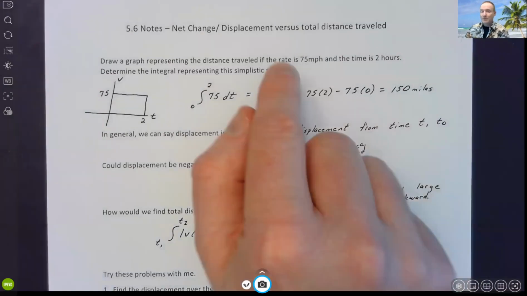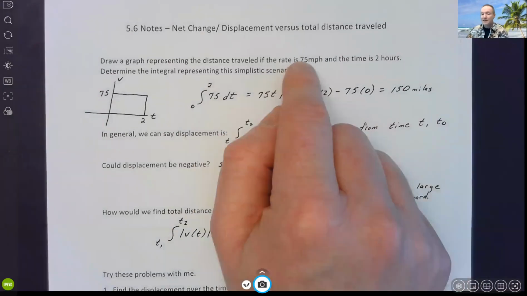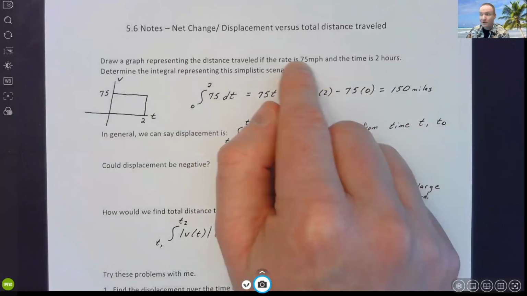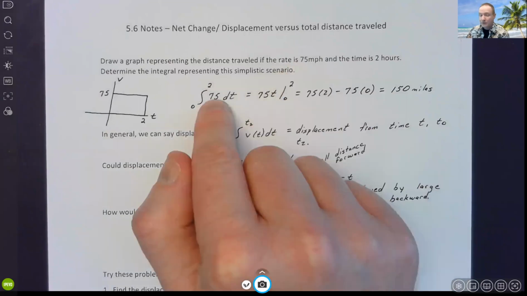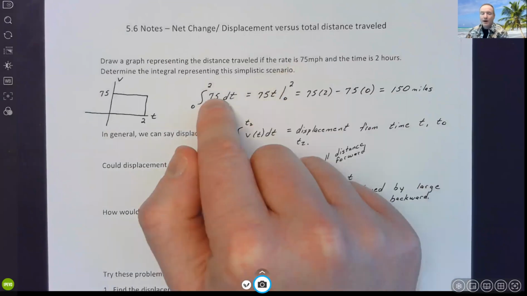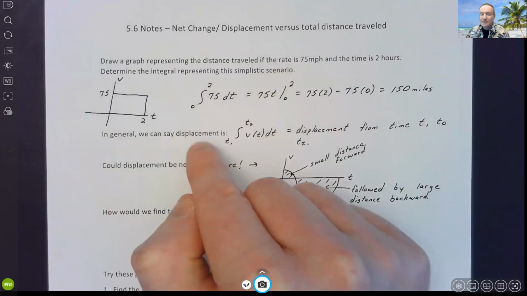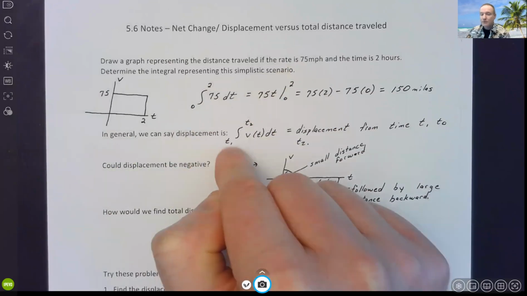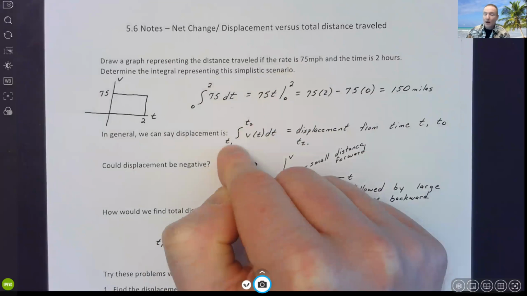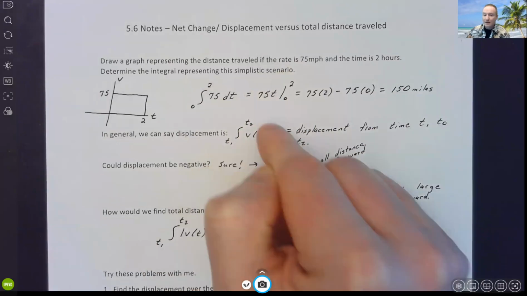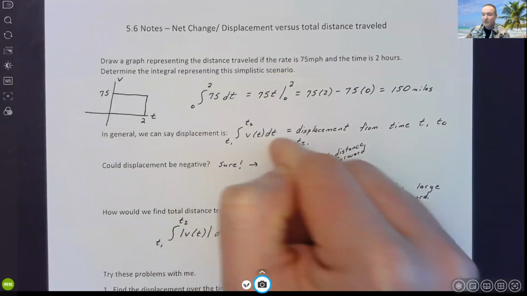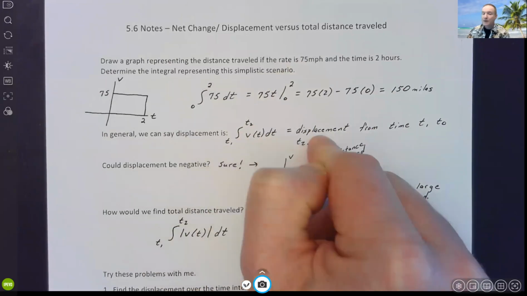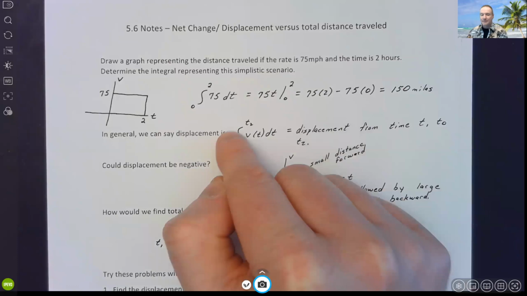So I can't simply just multiply by whatever the time is if my velocity function isn't a constant. What if the velocity function is a function in and of itself? Then you would have to do it this way. So now I can say, in general, displacement is the integral from where the velocity is beginning to where it's ending of that velocity function with respect to time, and that's going to equal the displacement from the first time to the second time.